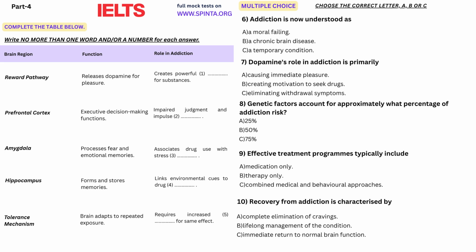Understanding addiction as a brain disorder offers hope for more effective treatments and reduced stigma, ultimately improving outcomes for millions of people affected by this complex condition.